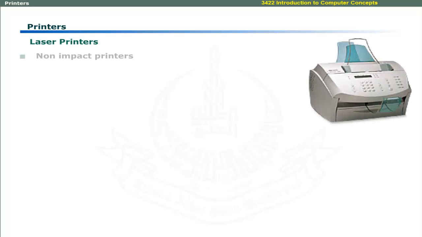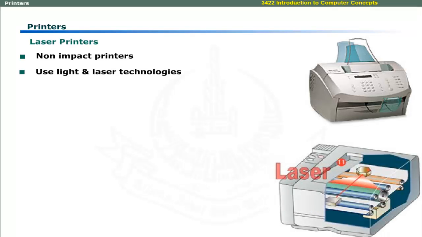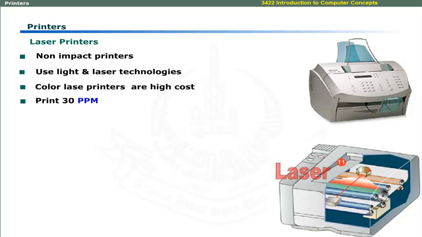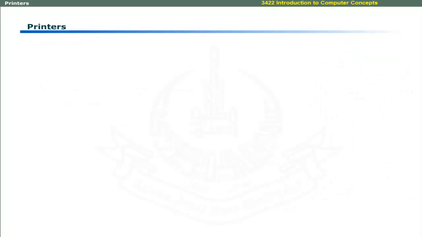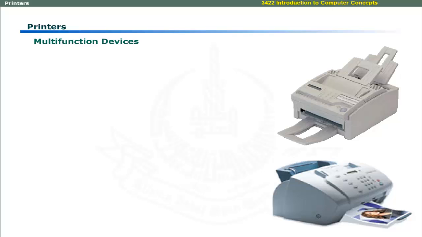Laser printers are non-impact printers. These use light and laser technologies to print pages. The black and white laser printers are low cost, while color laser printers are high cost. These print up to 30 pages per minute. Laser printers are capable of printing 300, 1200 and 2000 dots per inch. These produce high quality graphics output. All-in-one multi-function devices allow you to scan, copy, fax and print office documents.